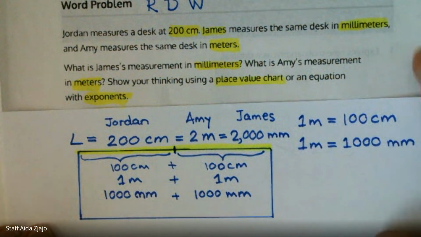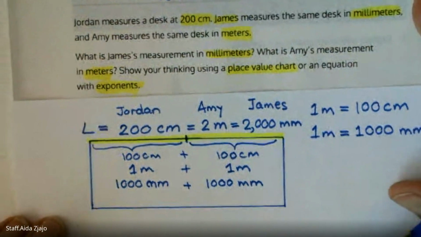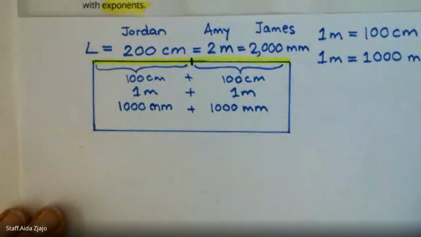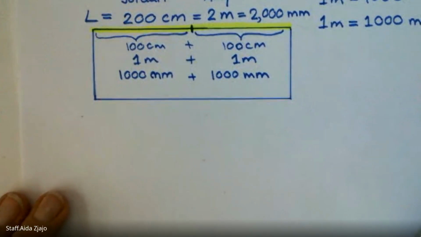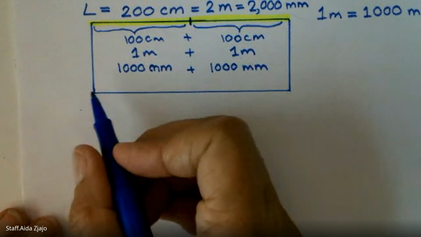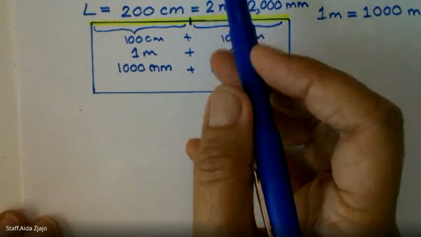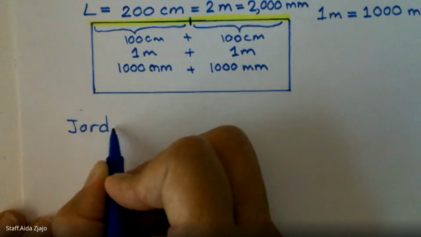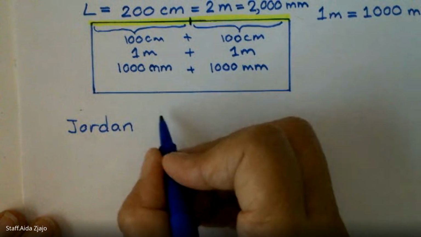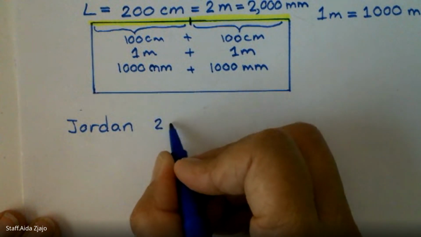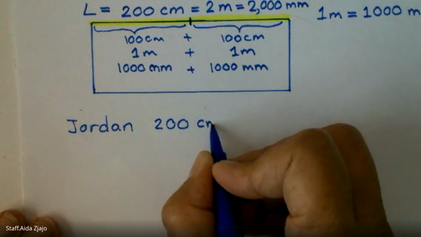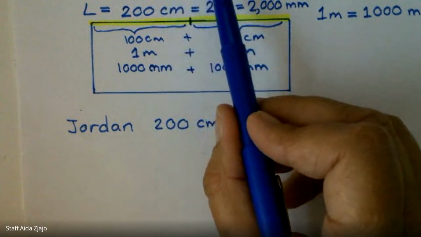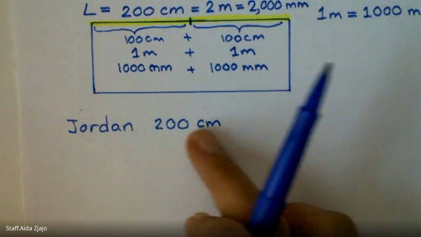The second is to use a different approach. So let's see if I have moved this up. First we have that Jordan measured 200 centimeters. Okay, then they say, what is the James measurement in millimeters of this value?